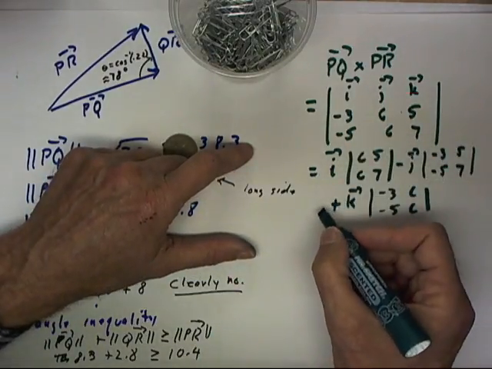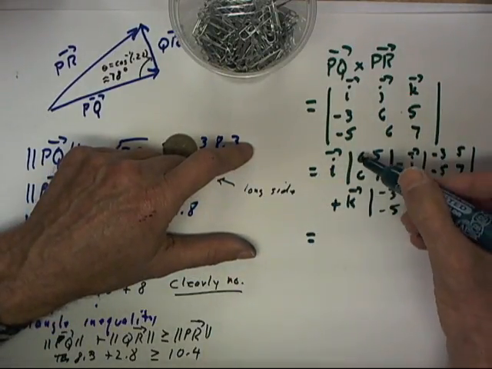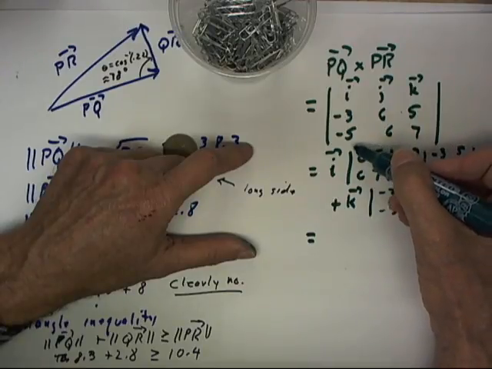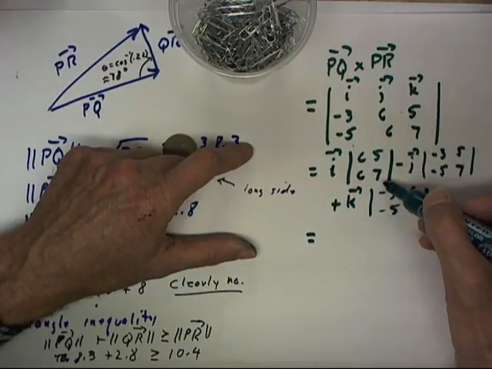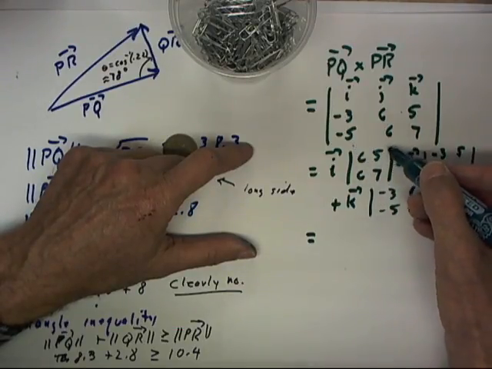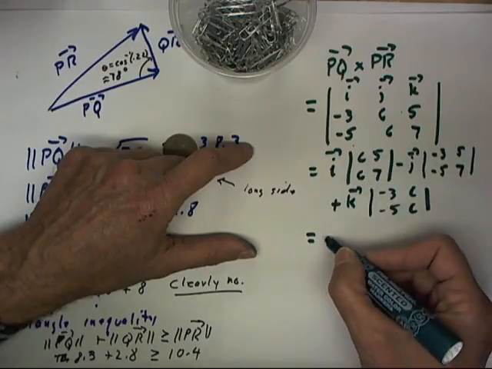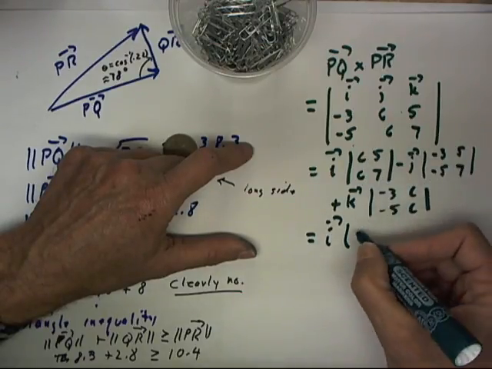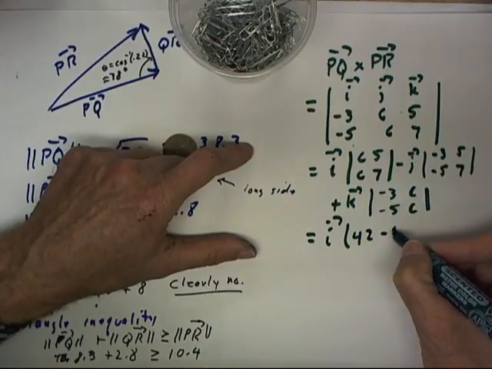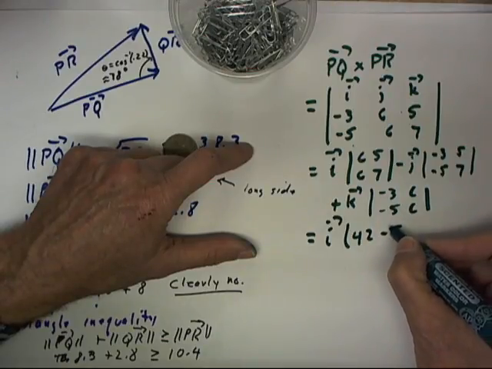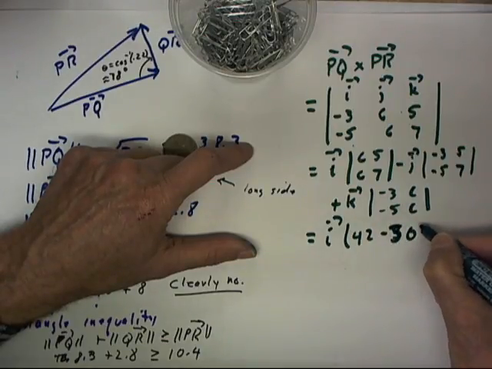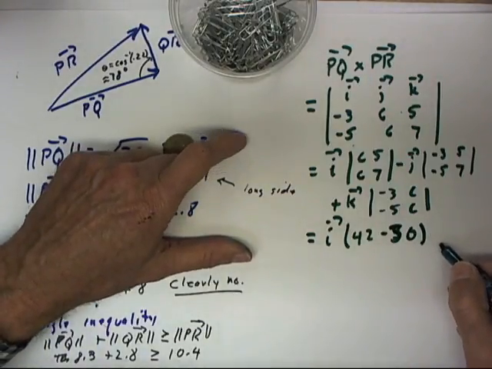Each of these smaller determinants is evaluated by subtracting the main diagonal, which goes in this direction, minus the diagonal in this direction. So that's going to be I times 6 times 7 is 42, minus 5 times 6, which is 30, etc.